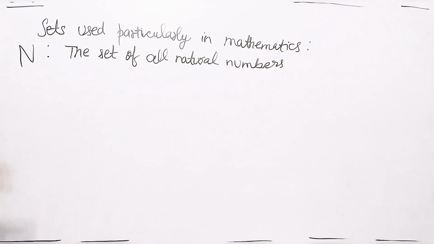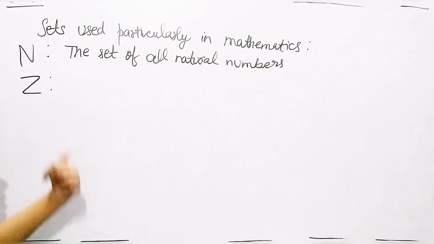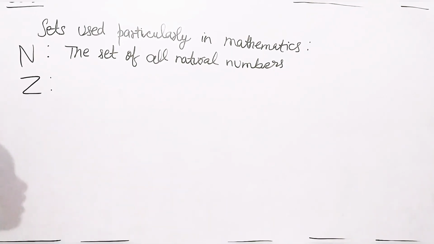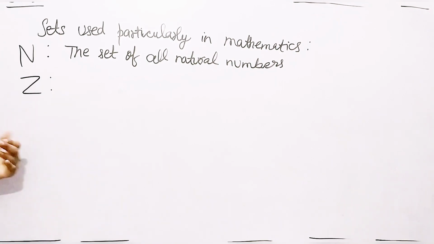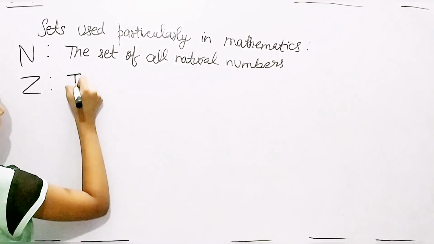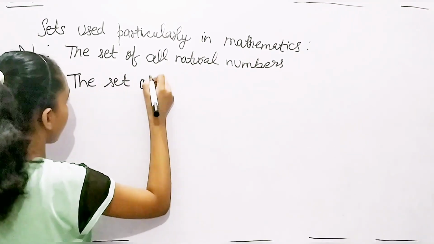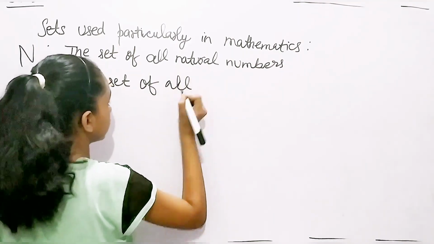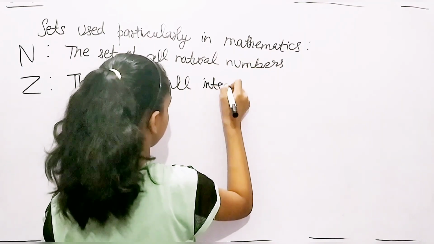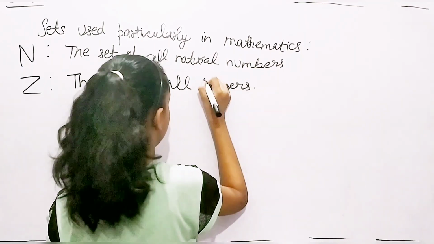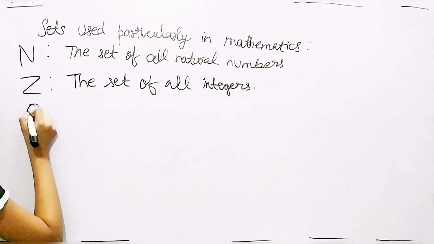Let's try the second one, which is Z. Z is for the set of all integers, including positive, negative, everything in it.